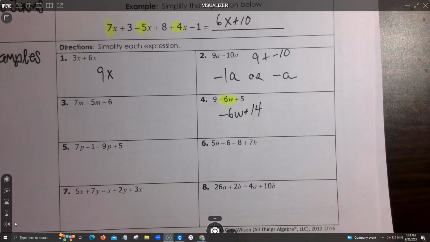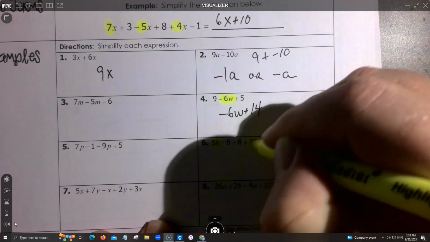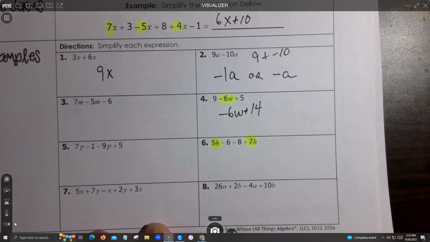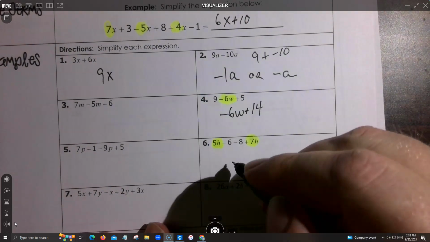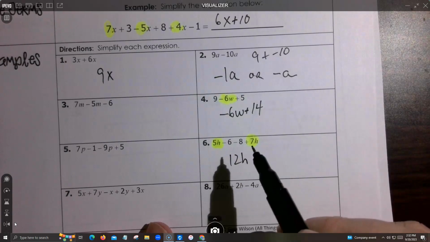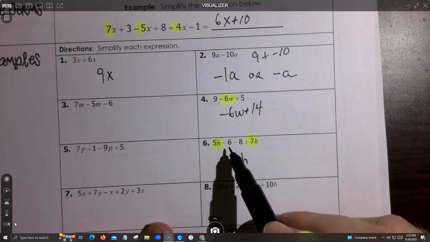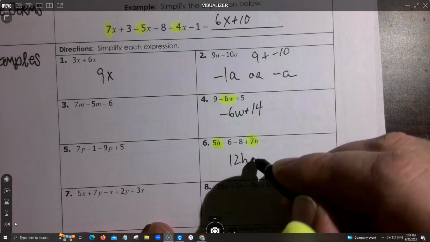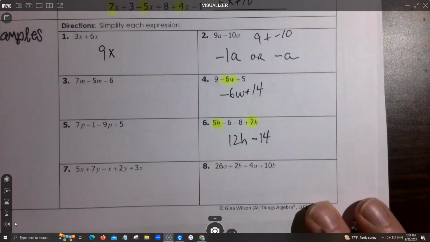Okay, number 6. Again, highlighting just the variable terms. I got a 5 and a 7, so that's 12h. And then I've got, again, I want you to read this as negative numbers. So this is negative 6 and a negative 8, which is a negative 14. And you're done.